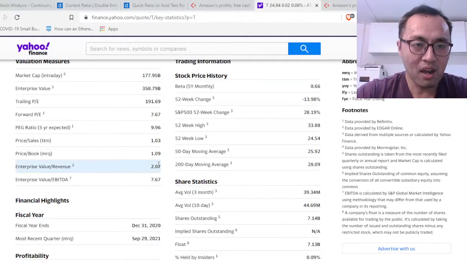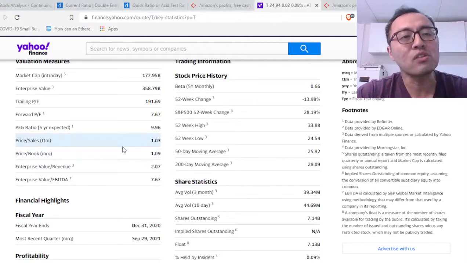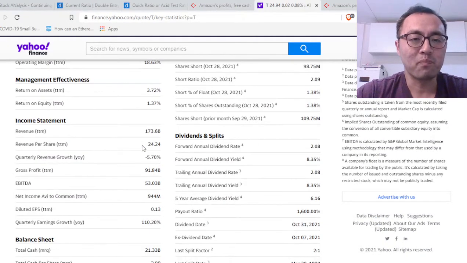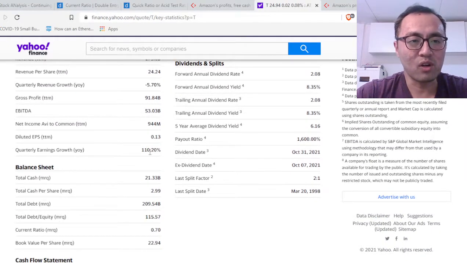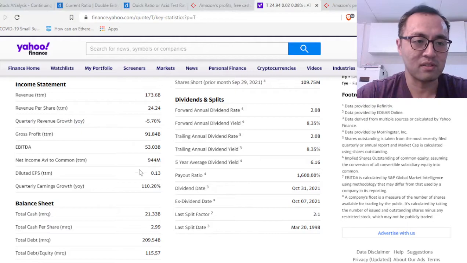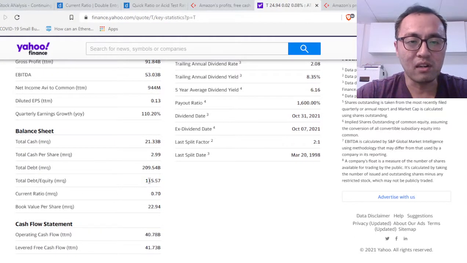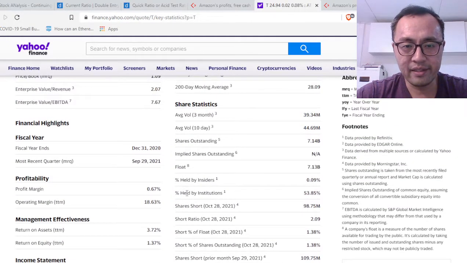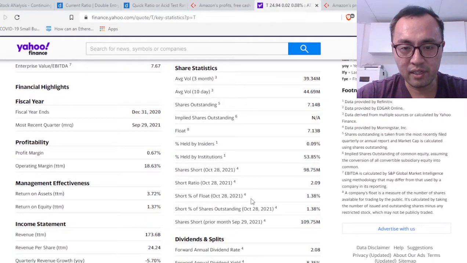That's good. But if you look deeper, if you just go off those two ratios and say, oh, it's good, let me buy it, the problem is that if you scroll down, there's all kinds of stuff. Like this quarterly revenue growth is -5, which is not good. Debt to equity is 115. That doesn't seem that great if you ask me. And other stuff too.